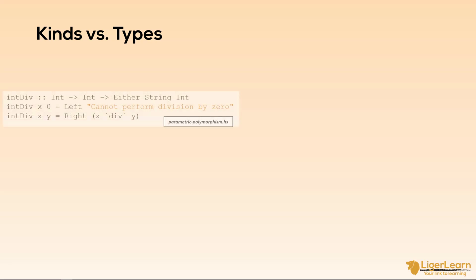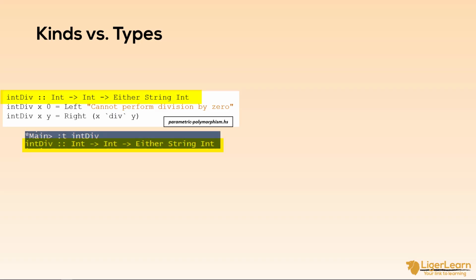Suppose we have a function called int_div. We've already seen this function before and I'm going to reuse it here as an example. We define our type signature for the function as int_div takes two Ints and returns an Either String Int. When we ask GHCi for the type of the function, it responds with the exact same type, which is what you would expect. Now what happens when we ask GHCi for the type of a type?